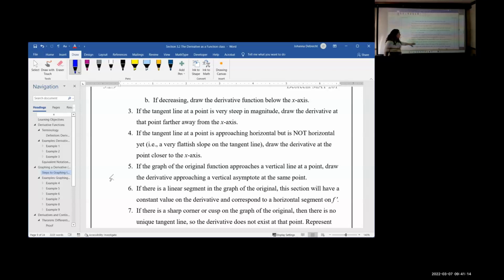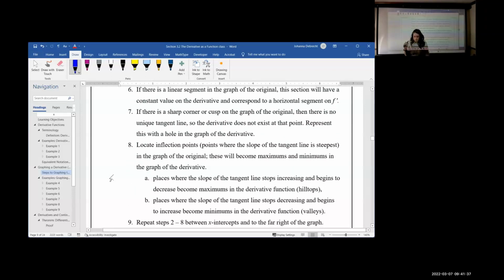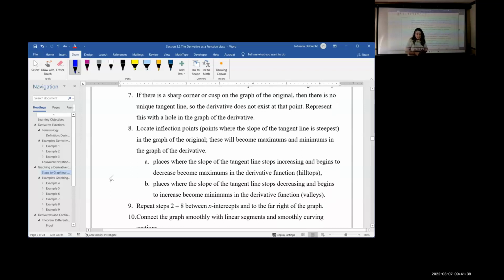Then this section of the derivative will have a constant value, and it'll be a horizontal segment on f prime, because the slope of a line segment is always the same value. It's a constant number. So if the slope is, say, 3, then it's always 3, right? Constantly 3, right? There are lots of rules. 7.